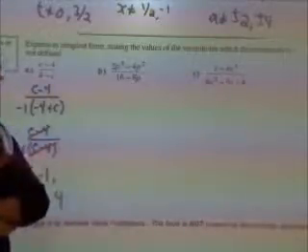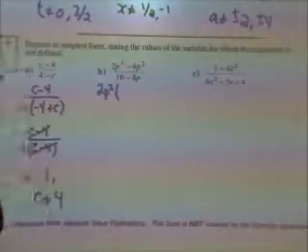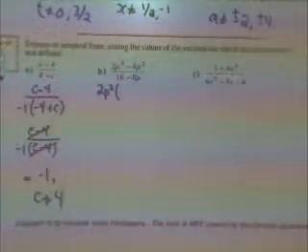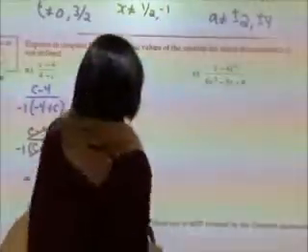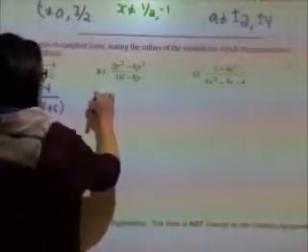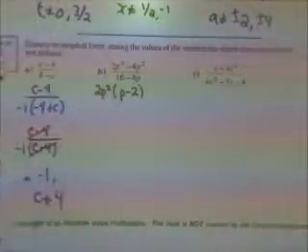Okay, so if we look at b, what can I factor out of the top? What's common to the two terms? So 2p squared, which would leave me with what? What would that leave me with? So if I remove a 2p squared, I'm left with p minus 2. Okay.